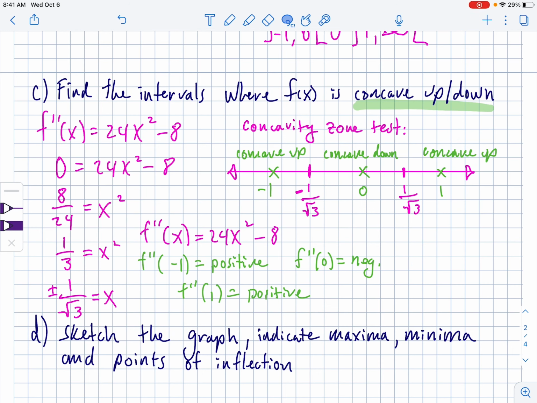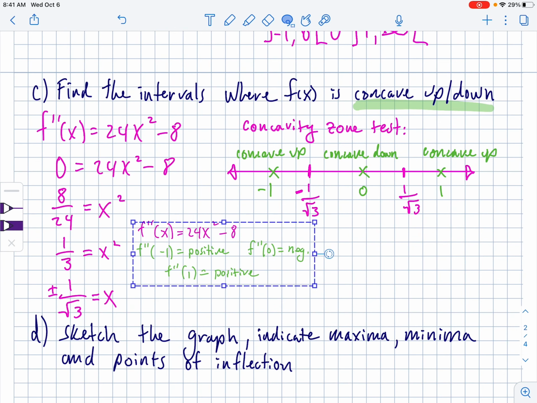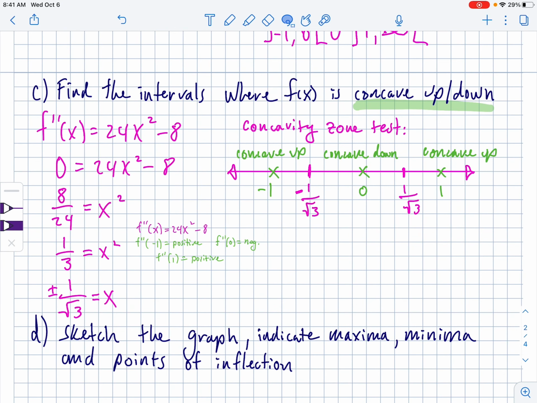So the intervals where everything's concave, let's scoot this over, shrink it a little bit. Oh no, come on. Oh, come on. This is great real-time video. Love it. Yeah, we'll just make you real small.